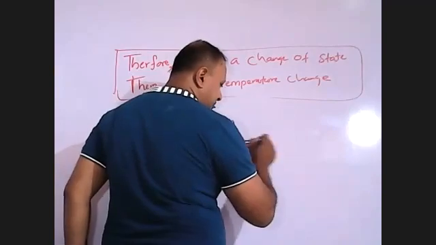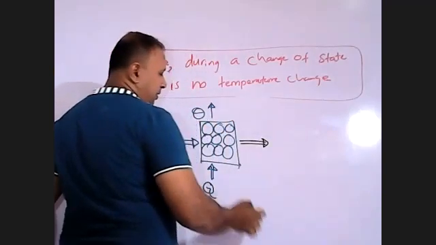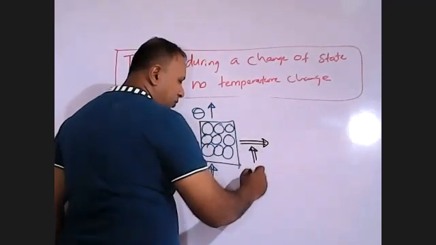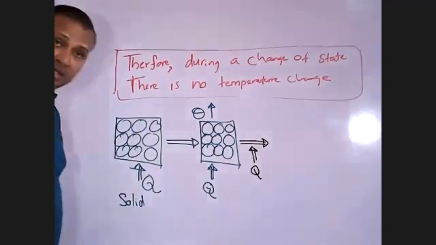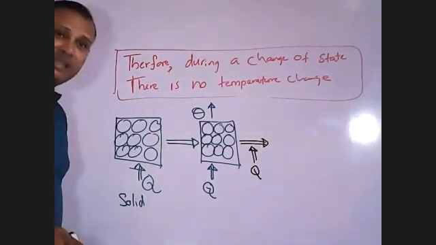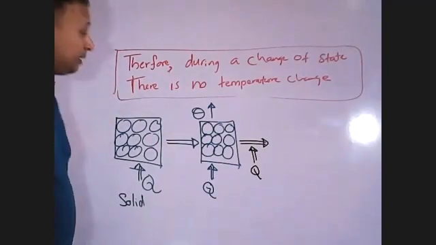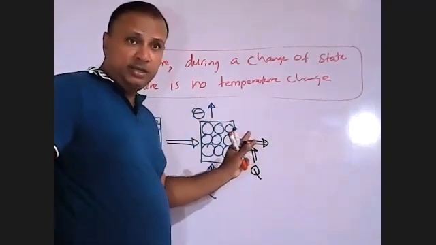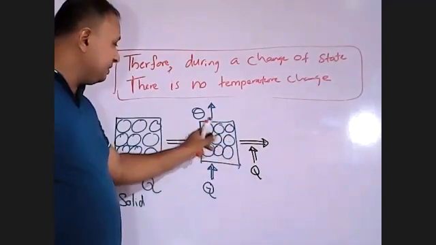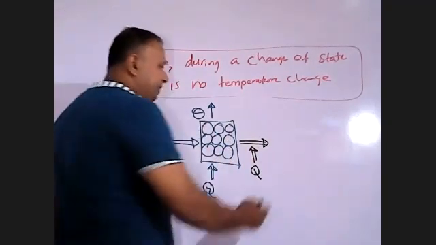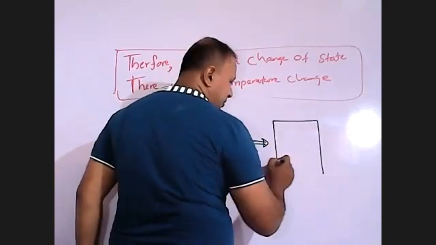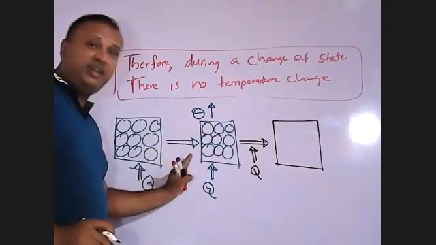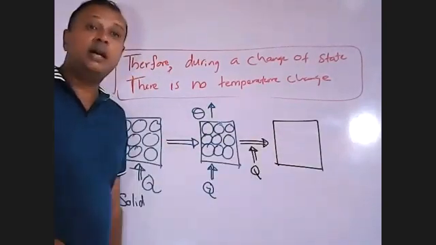Then during this phase change, we continue to supply heat, but that heat will not be used to increase kinetic energy. This heat is used to break these intermolecular bonds. Okay. Then, once the intermolecular bonds are broken, the solid state will become a liquid state.